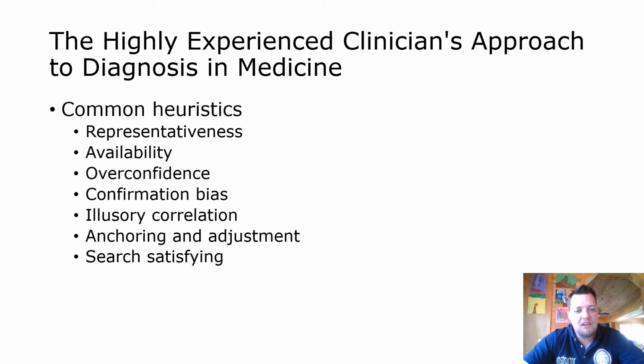So common heuristics are representativeness, availability, overconfidence, confirmation bias, illusory correlation, anchoring and adjusting, and search satisficing. So just be aware that even the most highly experienced clinician, because we have seen this. I mean, I've said it multiple times. I've seen this multiple times. I know what I'm looking at, and that is this.